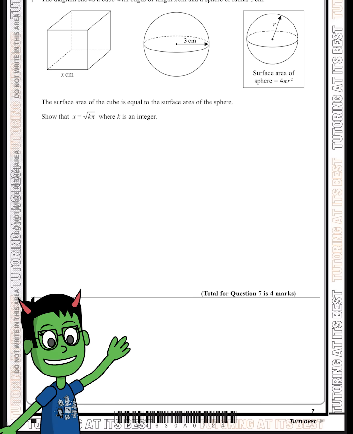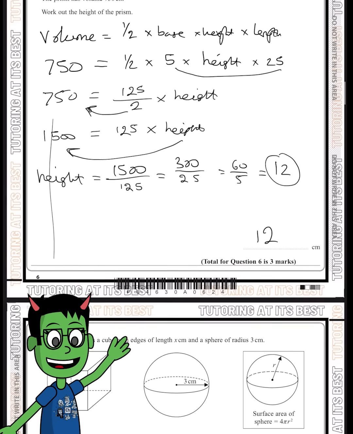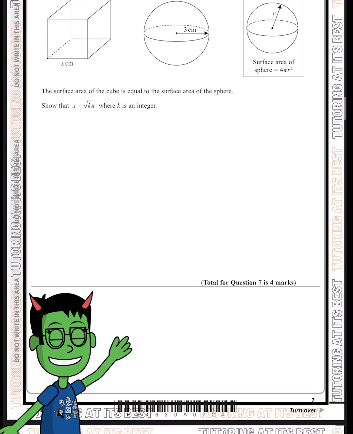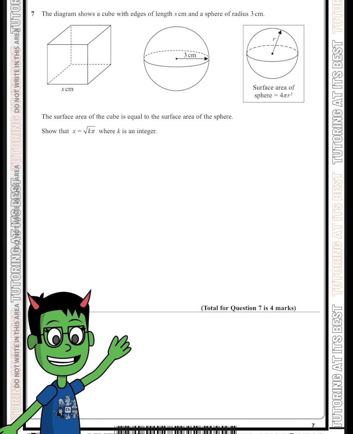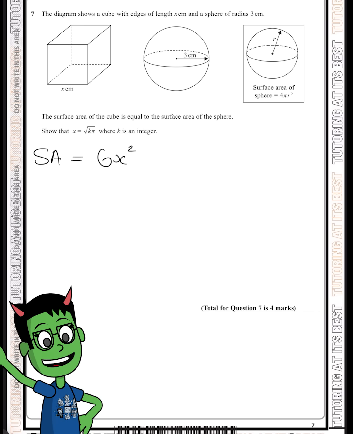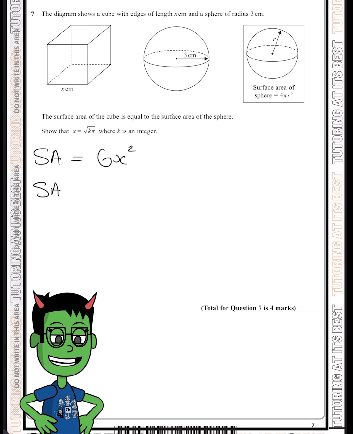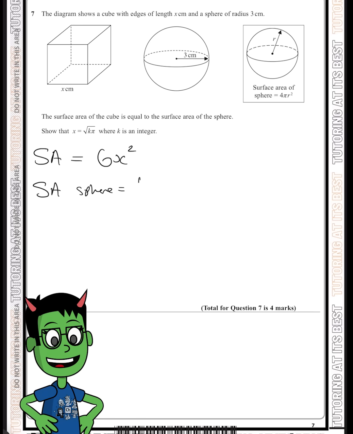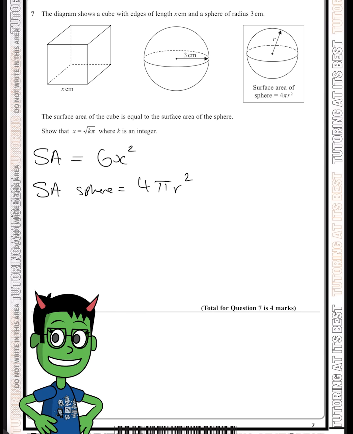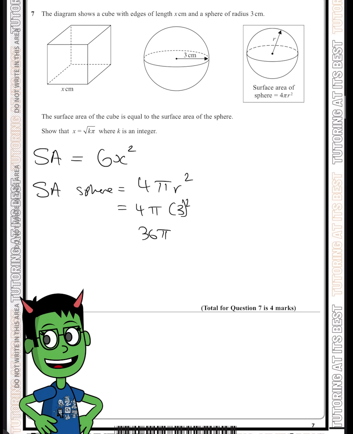Well, the first thing to understand is that all of the sides are the same in a cube. So if we look at the surface area of a cube, we know that's going to be 6x squared. Remember, SA is surface area. And then if we look at the surface area of the sphere, we know that's going to be 4 pi r squared, as given by the formula there. And then we'll substitute our value, which is going to be 4 pi 3 squared. And altogether, that gives us 36 pi.